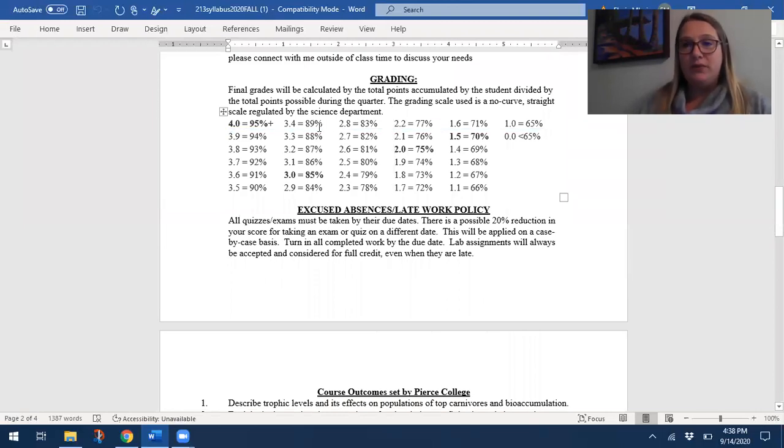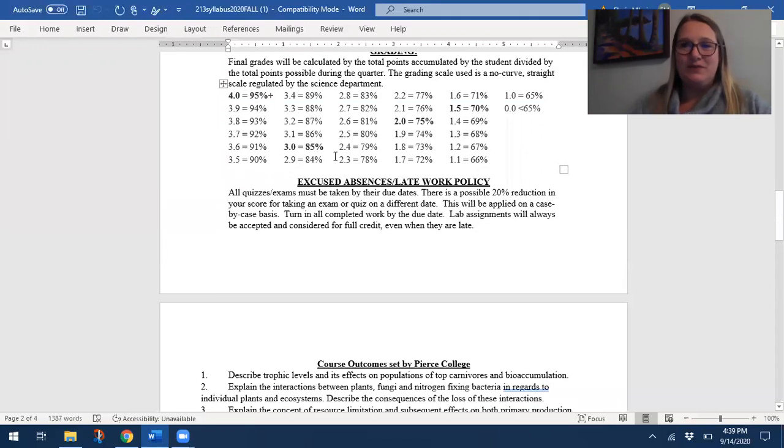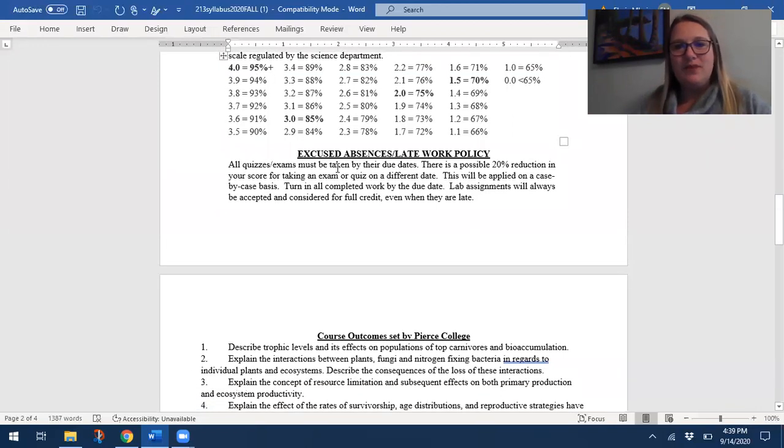I do round up for grading, so 94.5% is a 4.0. I'm happy to award as many 4.0s as possible. So I don't have this perfect bell curve that I feel like I need to follow. So if everyone is earning 95%, then that's what you get. So hopefully you'll strive for that, and it is something that is definitely doable in this class.